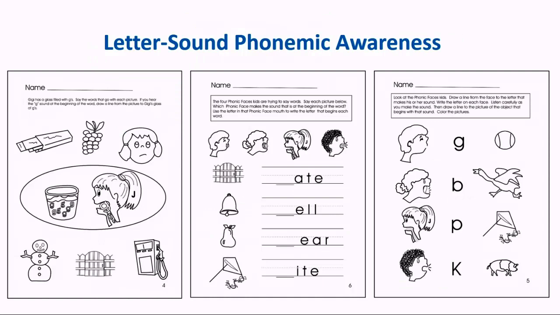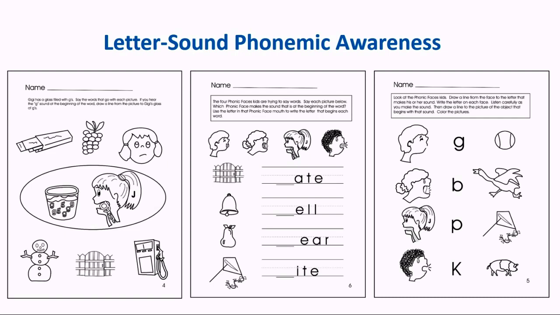Okay, and here are some letter sound phonemic awareness kinds of worksheets. Gigi has this glass with the G's in it. Say the words that go with each picture. If you hear the G sound at the beginning of the word, then put a line under the picture or color pictures that have the g sound. Gum, grapes, girl, not snowman, gate, gas, so everybody but snowman.